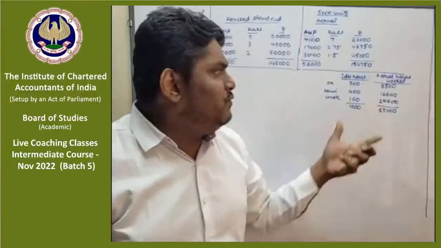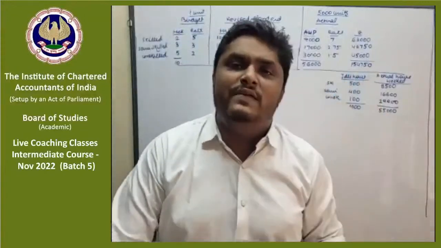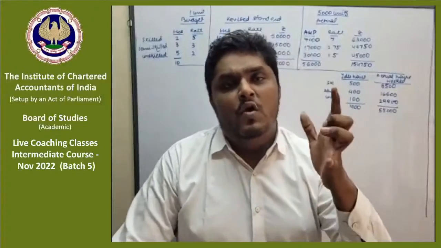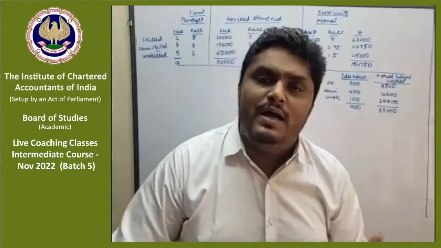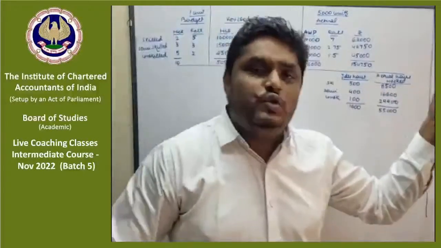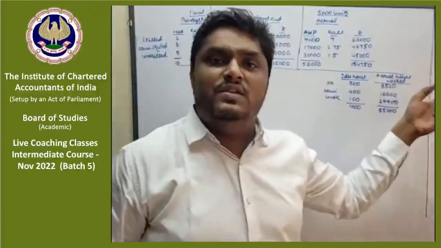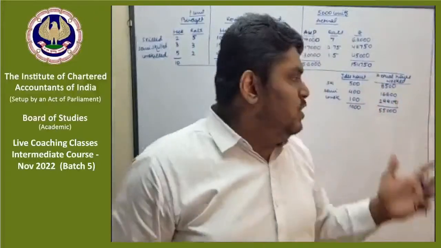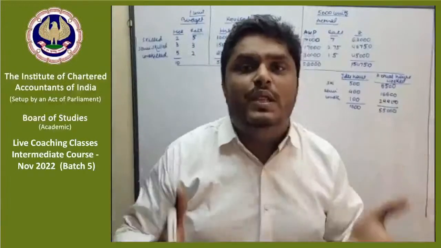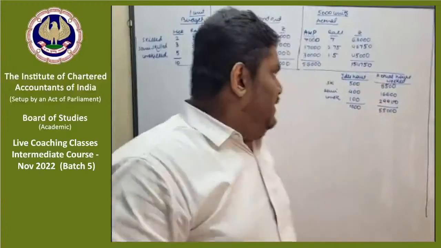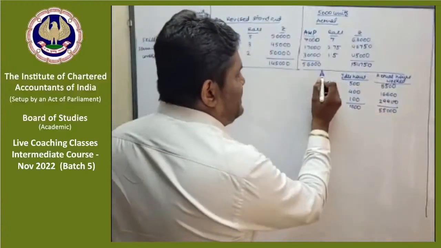So let's say in this question, idle hours are given: for skilled it is 500 hours, for semi-skilled it is 400 hours, and for unskilled it is 100 hours. So it means the actual hours worked will be how much? 8,500 hours, 16,600 and 29,900. So the total hours actually worked is 55,000. Now, let's recalculate all the variances.